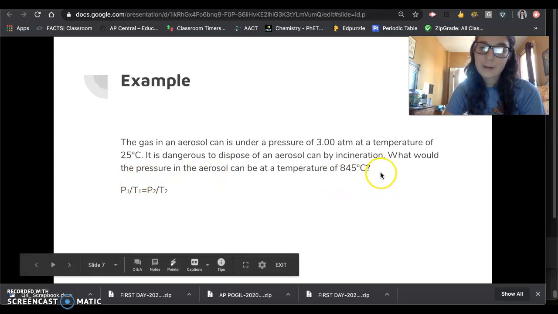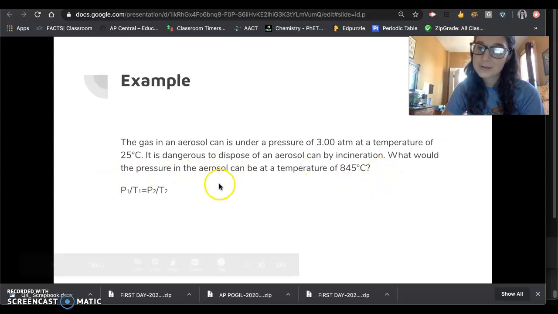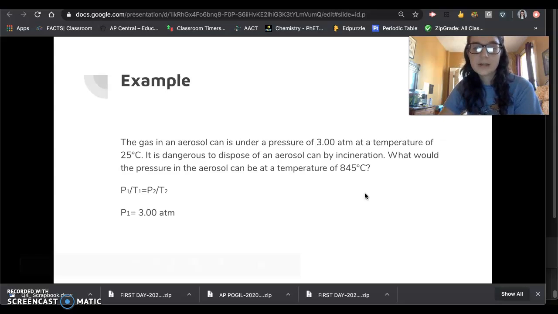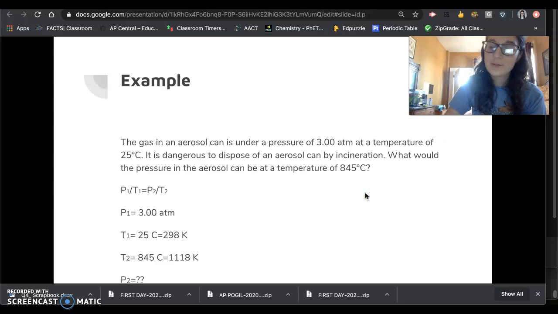So here we're comparing pressure and temperature, so I'm using Gay-Lussac's mathematical equation. Our initial pressure is P1 equals 3 atmospheres. Initial temperature is 298 Kelvin. Final temperature is 1118 Kelvin. We want to solve what that final pressure is going to be.